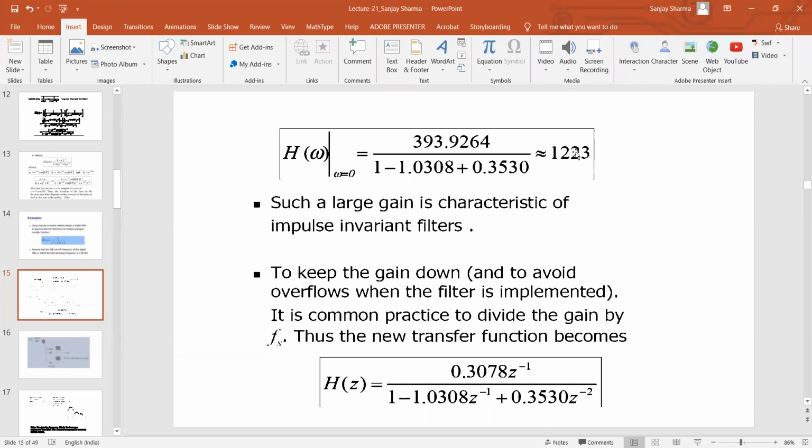So it's a very large gain. To keep the gain down and to avoid overflows when the filter is implemented, it's common practice to divide the gain by fs. So this gain is divided by fs. What is fs here?